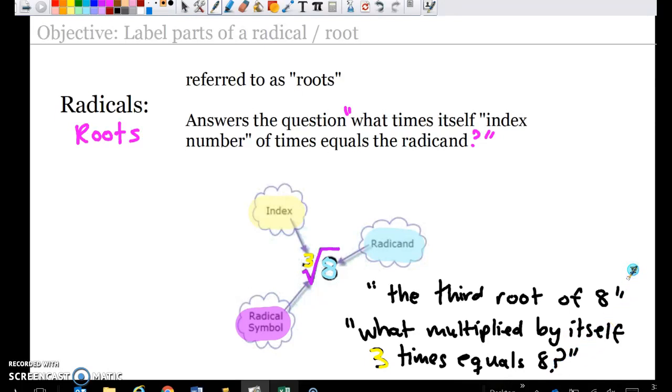Well, let's answer that question. What times itself 3 times will equal 8? Blank times blank times blank should equal 8. What is it? It should be 2. 2 times 2 times 2 is 8.